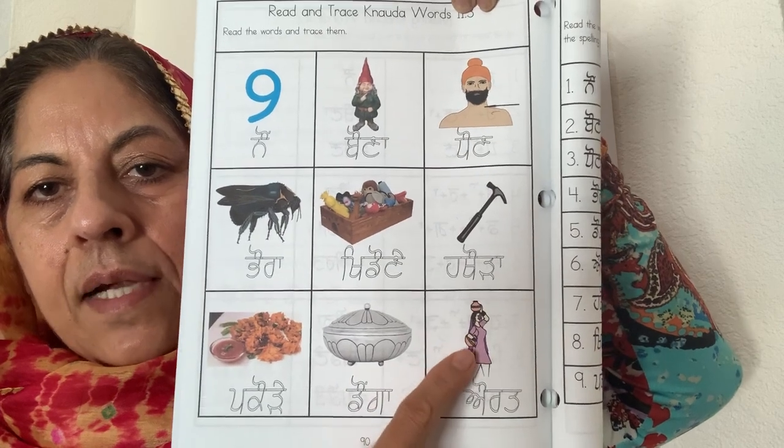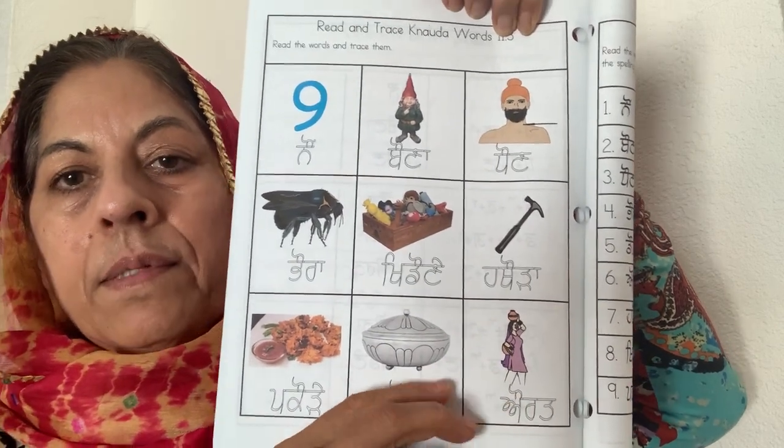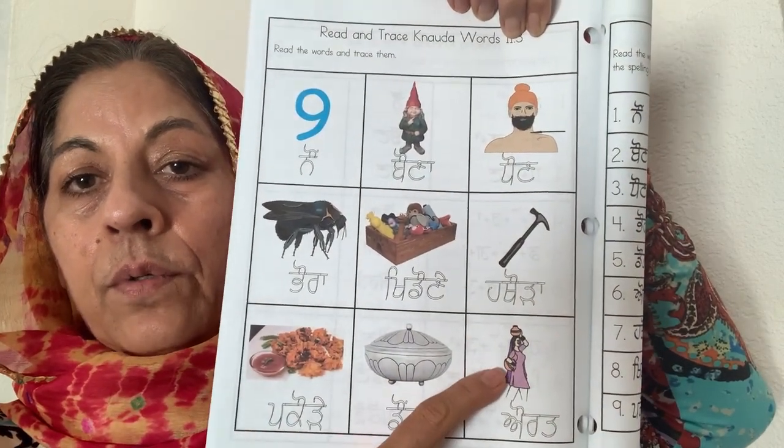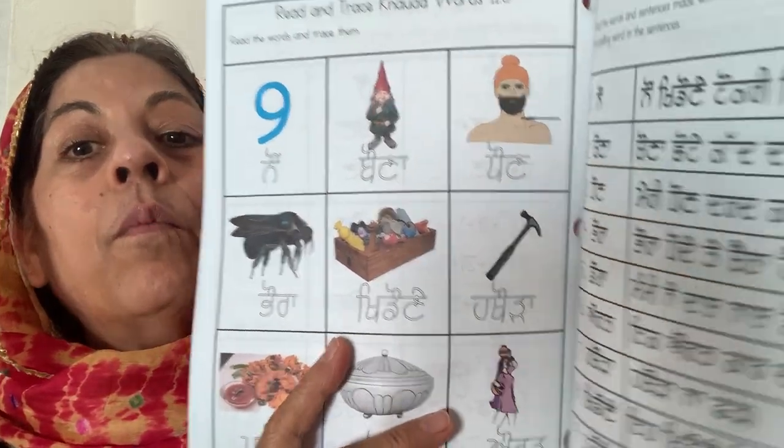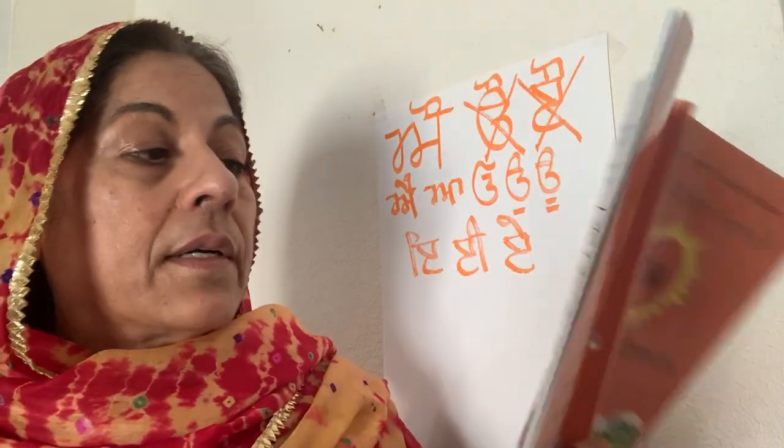Now this is a Punjabi kind of aurat. In older times when I was a little girl, we used to carry the pitcher, water jugs, water pots, and bring water home from the well. We didn't have tap water in the house.